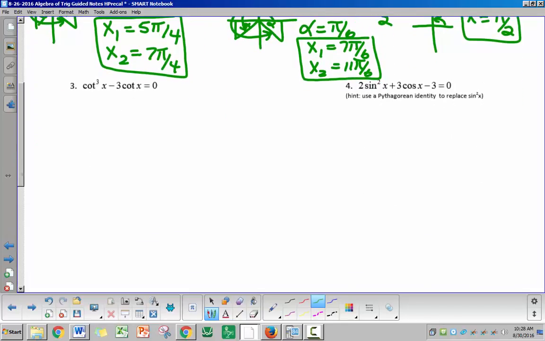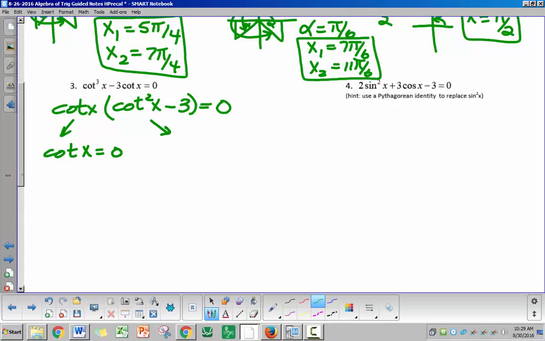Uh-oh. Number 3. What do we do here? Factor out a cotangent. I like it. Cotangent of x, and what's left? Cotangent squared x minus 3 equals 0. I'm going to use the zero product property. So we can say cotangent of x equals 0, or cotangent squared x equals 3. I'm taking the liberty of moving that 3 over really fast.